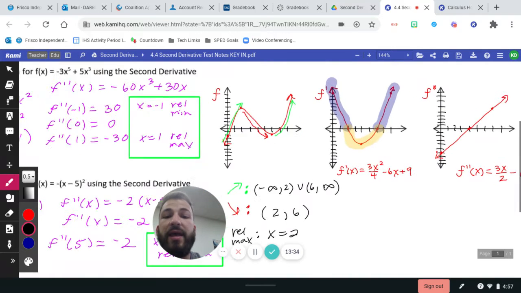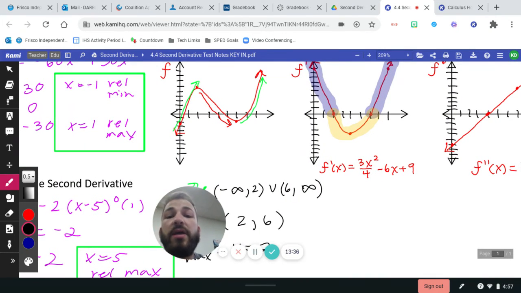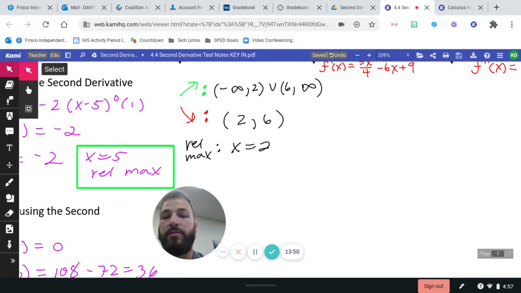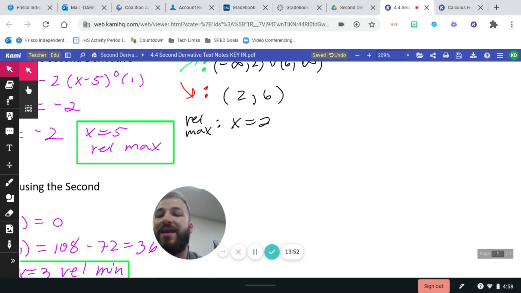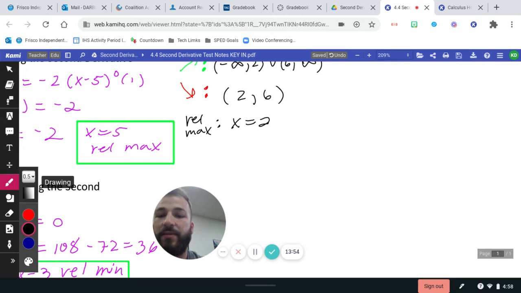Okay, and then our relative min would be here at 6. And once again, relative mins on f occur when f prime goes from negative to positive. Right here on f prime, we go from negative to positive, so that also matches up. So we have a relative min at x equals 6.